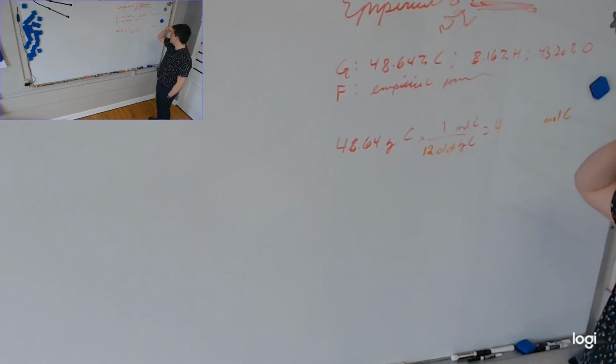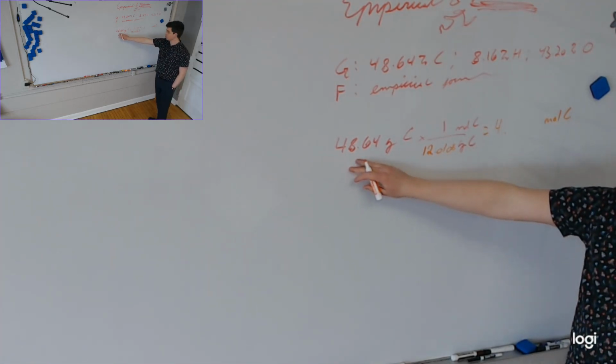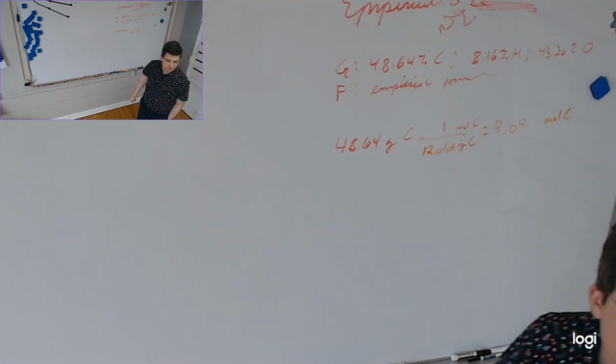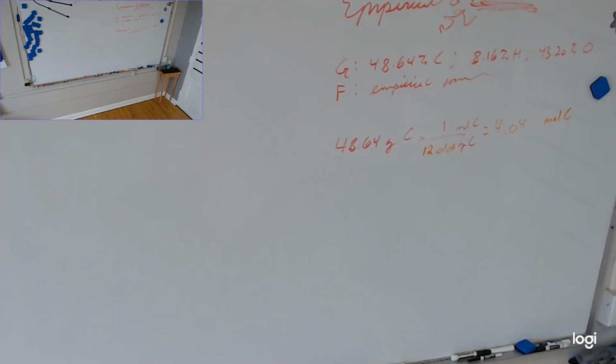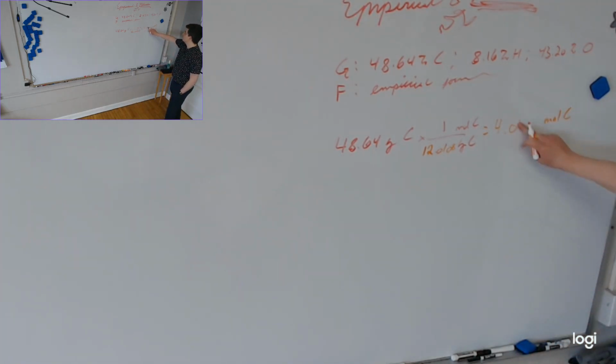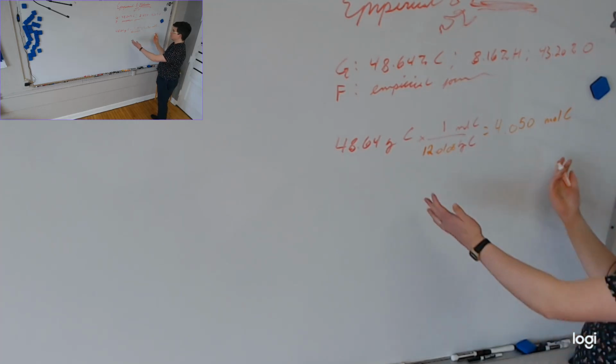Let's have it to 4 sig figs, because that's our lowest number here. 4.04. I don't have the answer. Rounding it up, we should have 4.050. Yep, I corroborate. Okay.